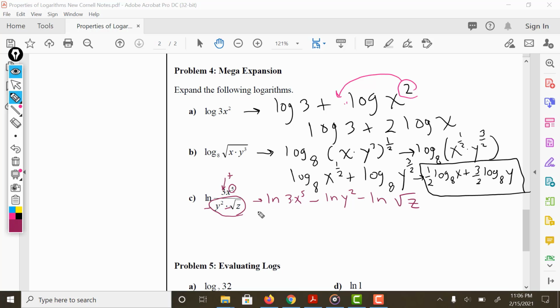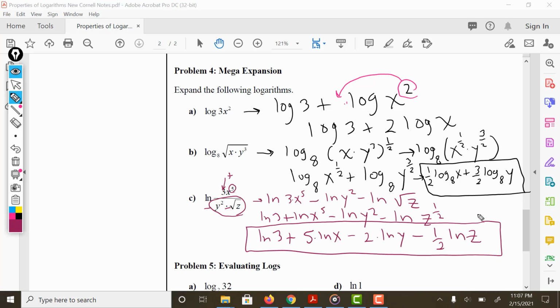This 3x squared, I'm going to separate it into 2. This z to the square root, I'm going to express it as an exponent. I'm going to go ahead and drop exponents in front where appropriate. This 5 goes in front of this x. This 2 goes in front of this y. And this 1/2 goes in front of this natural log of z.